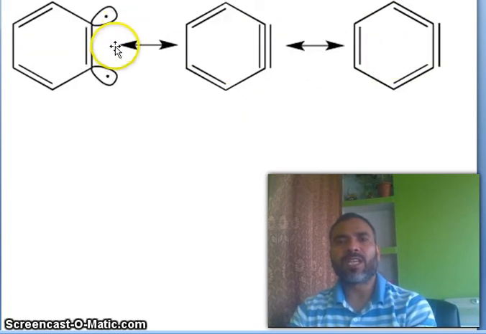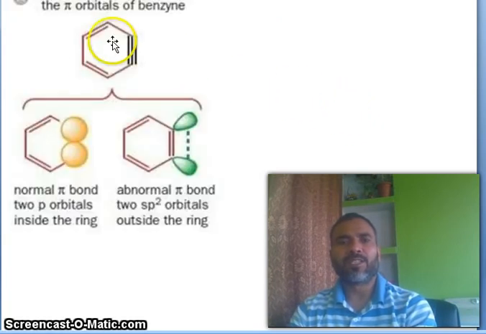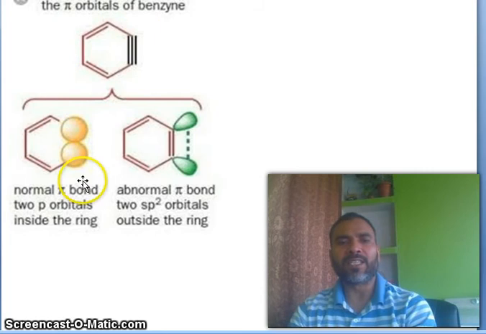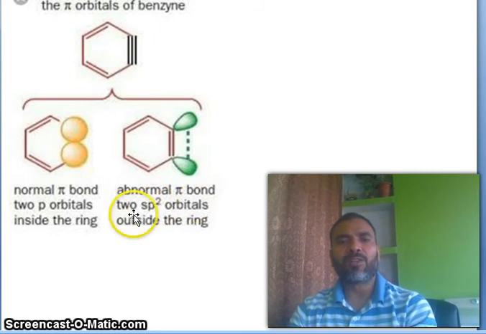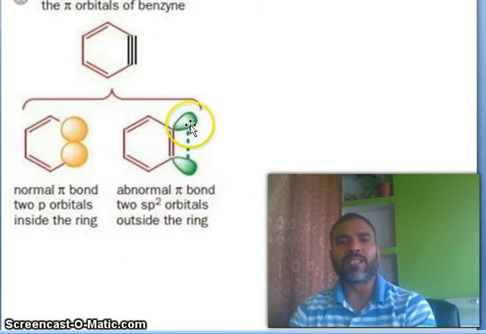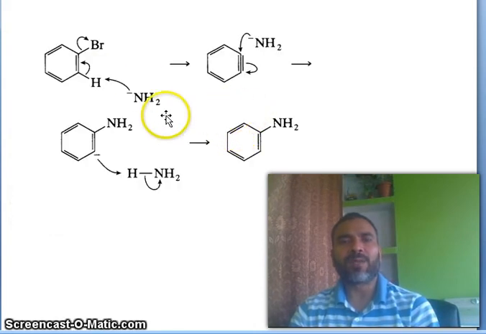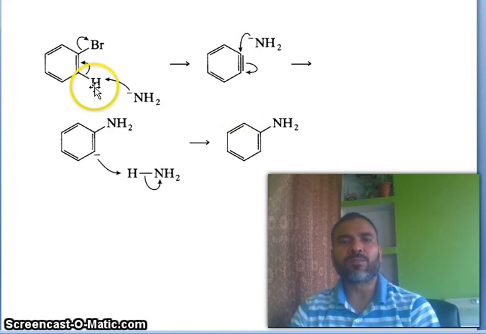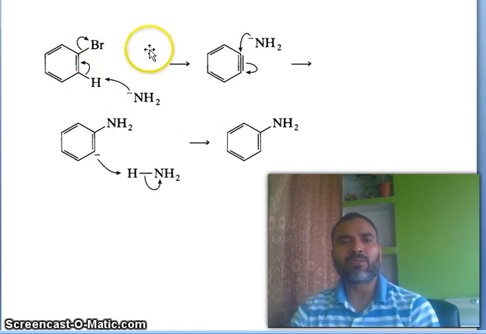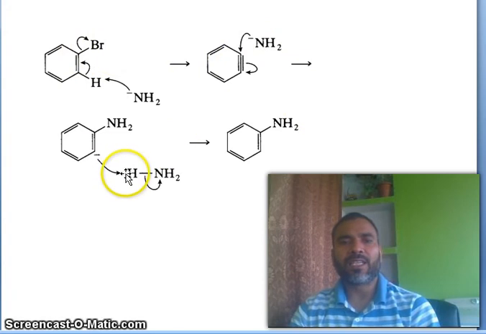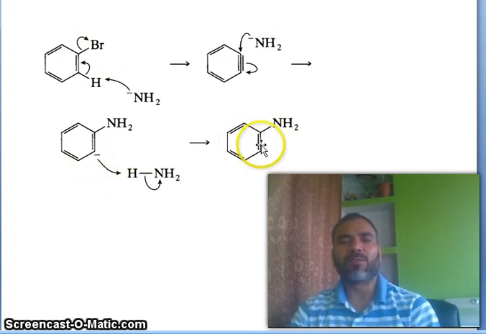Now you see the benzyne may be drawn this way and this way. In benzyne, the pi orbital, you can see here, is a normal pi bond, 2 p orbitals inside the ring. The abnormal pi bond is 2 sp2 orbitals outside the ring. You see outside the ring, this is abnormal. So what is the mechanism? This nucleophile approaches this proton, and meanwhile this leaves. So this is the elimination. Now addition of NH2 and then this hydrogen, then it becomes this proton. That's why we say first elimination and then addition.